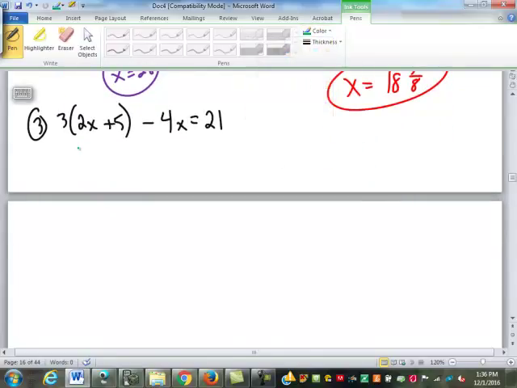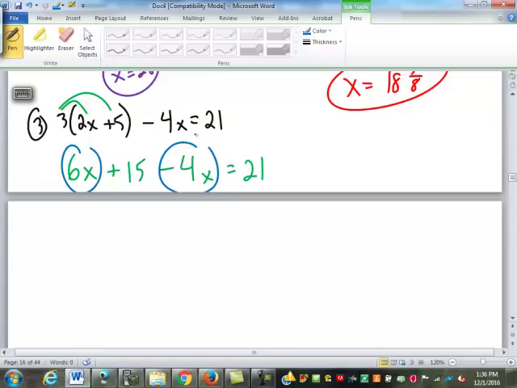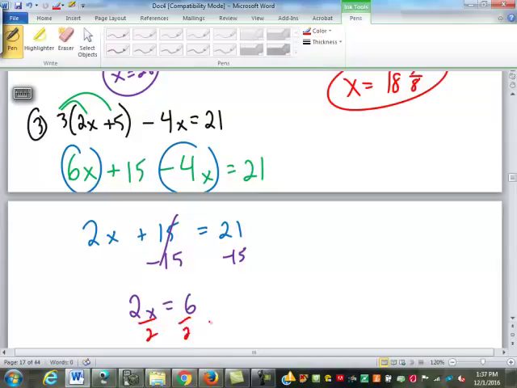How about number 3? Where do we start? We multiply the parentheses by the 3. We get 6x plus 15. Good. Still have the minus 4x equals 21. Then we combine the 6x and negative 4x to make 2x plus 15 equals 21. And then subtract 15. 2x equals 6. And then divide by 2, x equals 3. Any questions on those?